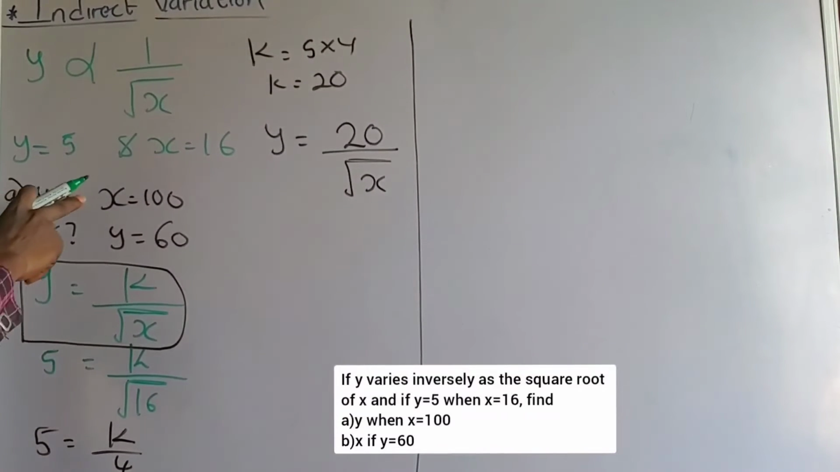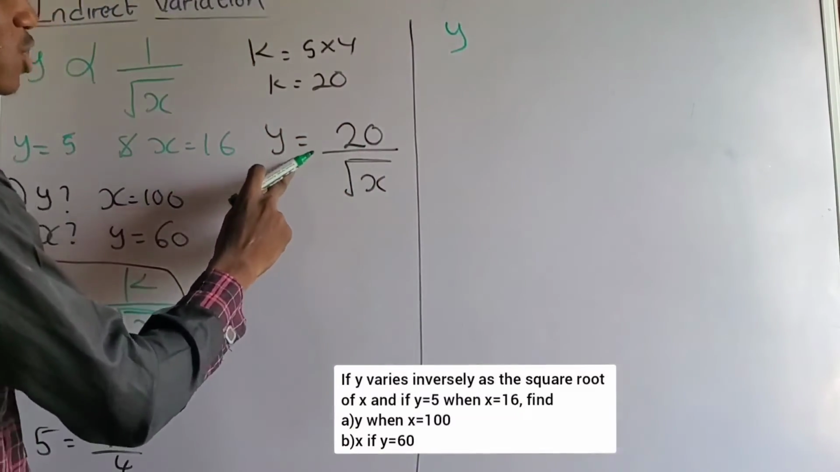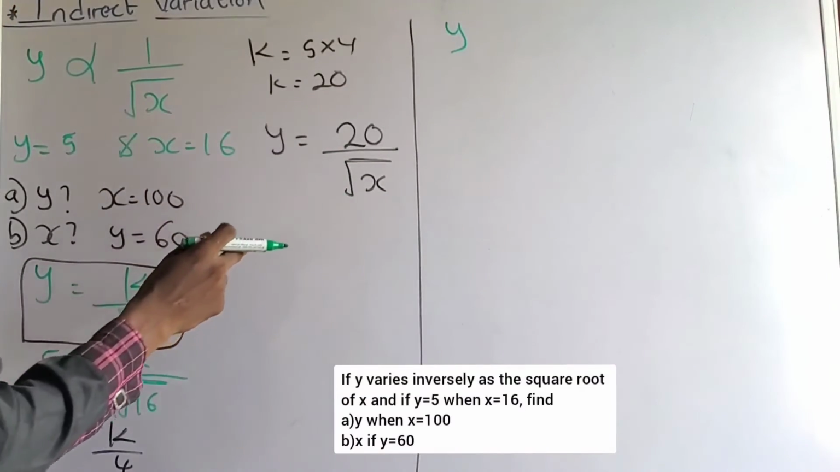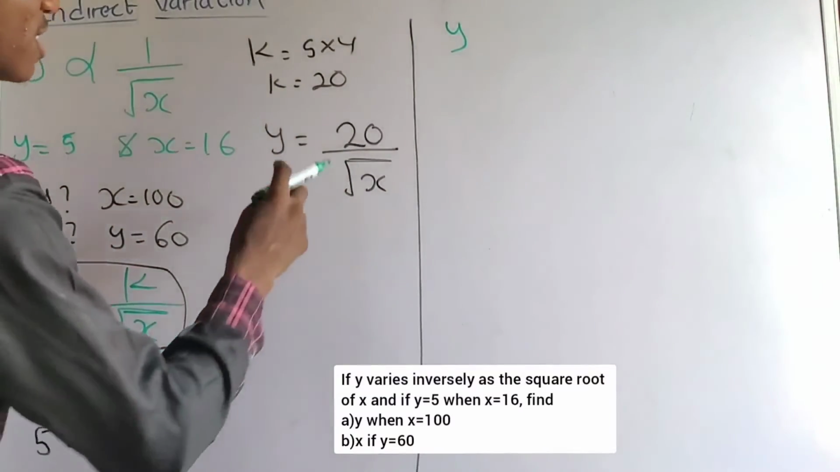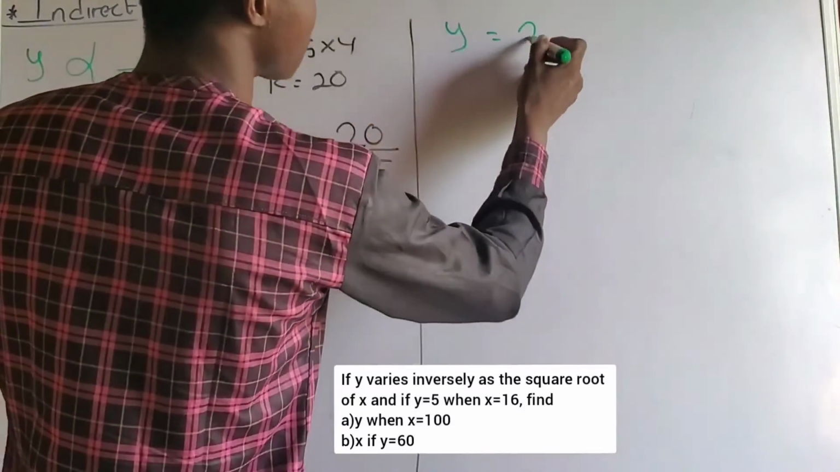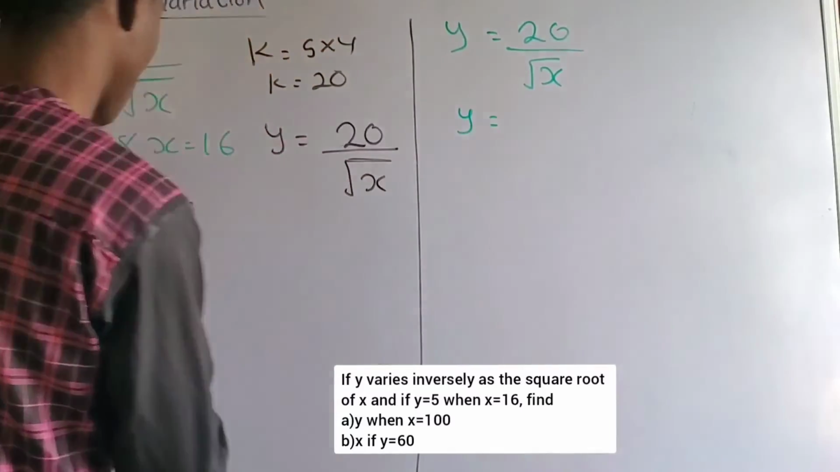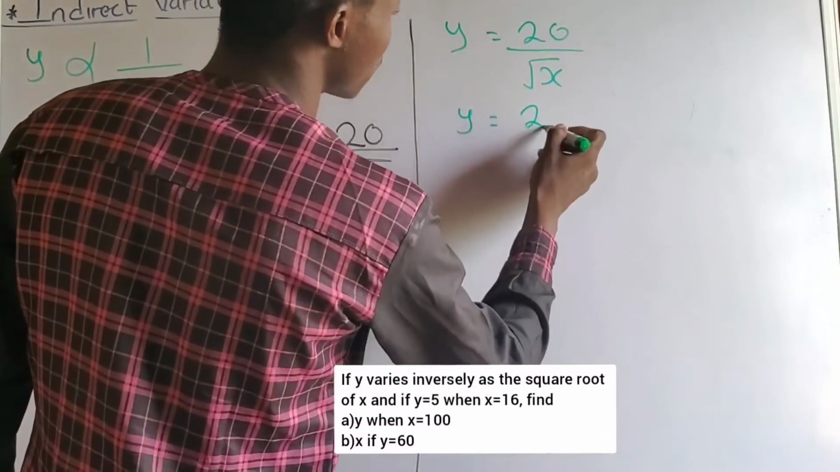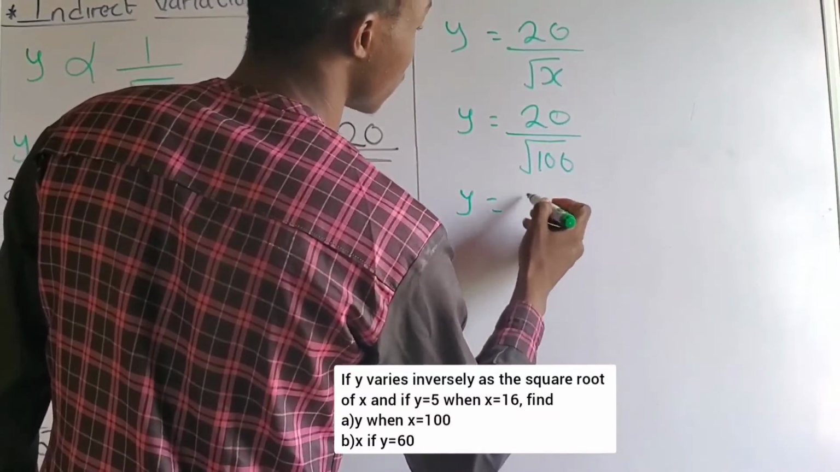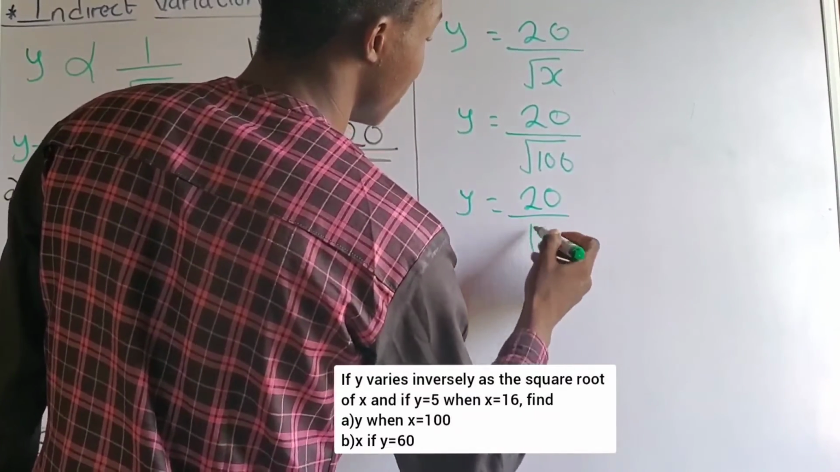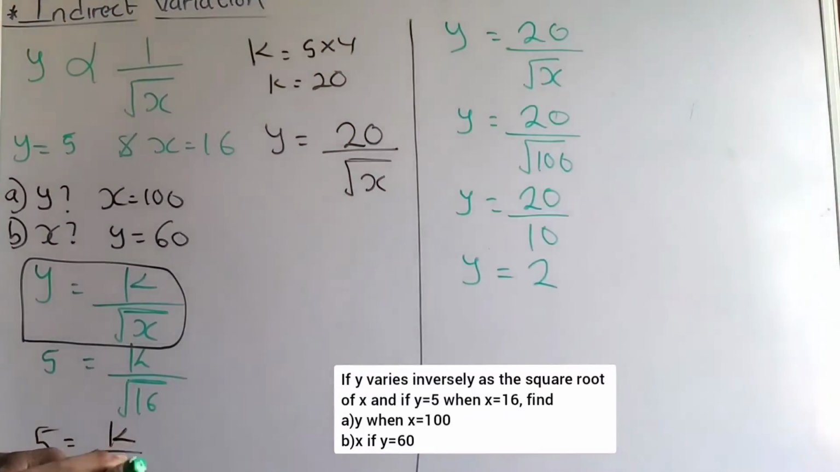We are asked to find the value of y when x is 100. So don't forget that from this relationship, y equals what? 20 over root of x. You might be wondering where I got 20. 20 is the value of k. You understand? So that's how I got the 20 that I have here. Now y equals 20 over root of x. To get y when x is 100, y will be equivalent to 20 over the square root of 100. The square root of 100 is 10, so I'm going to have 20 over 10. The final answer for y is 2. So when x is 100, y is 2.